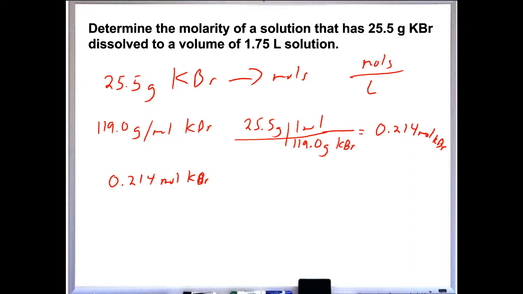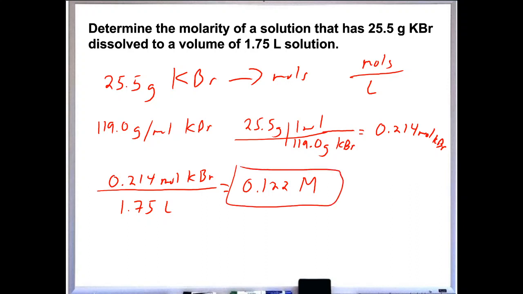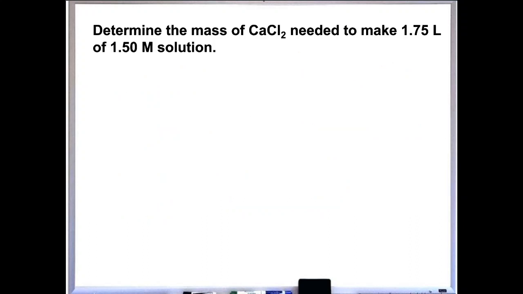Okay, so that's everything from the top half of my equation. Then my volume, they gave me in liters already. Okay, so all I have to do is divide these two, and I end up with 0.122 molarity. Okay, so that's my solution. That's the whole problem. So just simply calculating molarity from grams and volume. So the only thing I had to do was convert to moles. Okay. So now we have one more.